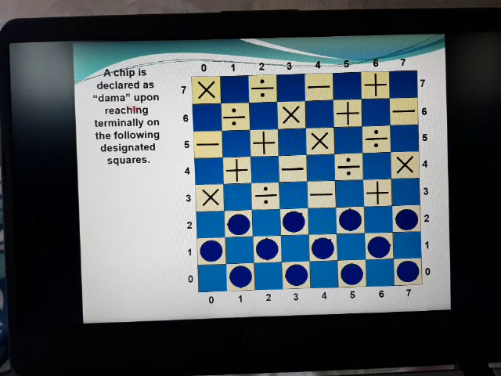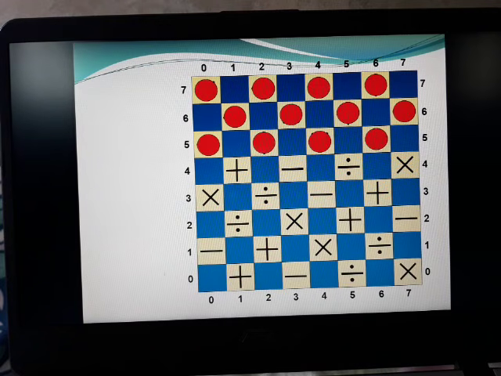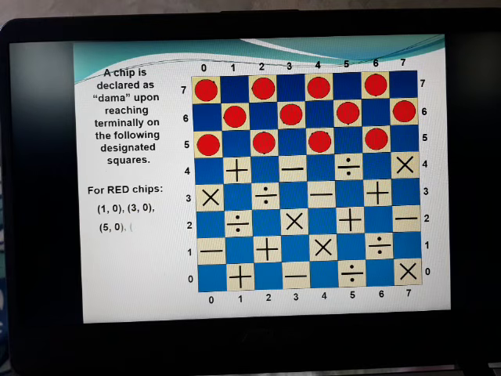A chip is declared as Dhamma upon reaching terminally on the following designated squares. So for blue chips, we have designated squares 0, 7, 2, 7, 4, 7, and 6. For red chips, we have the designated squares 1, 0, 3, 0, 5, 0, and 7, 0. So those are the Dhamma areas, where the chip is said to be Dhamma if it lands on the following designated squares.